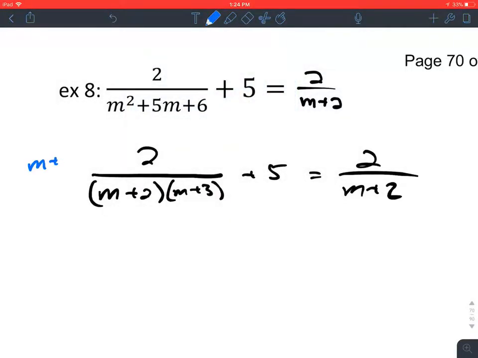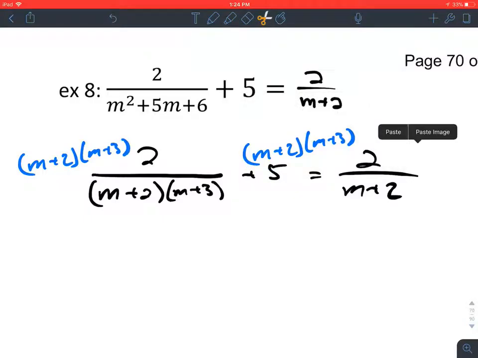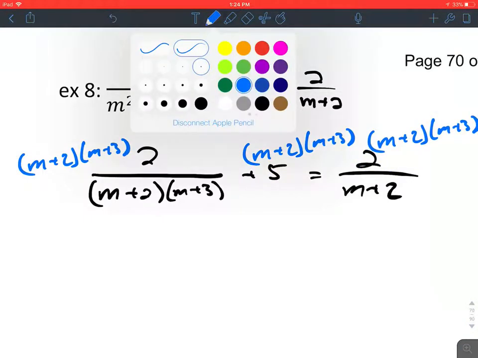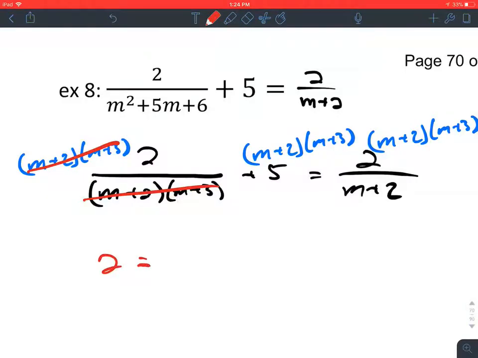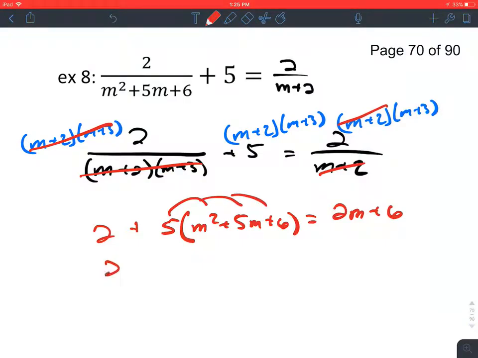So if I want to get rid of my denominators, I'm going to multiply every term by an m plus 2 and an m plus 3. There are 3 terms, so I'm going to multiply this 3 times. First fraction, I'm left with the 2. Second fraction, I got 5 times this product. Third fraction, the m plus 2's cancel. So I end up with 2m plus 6. If I distribute this 5 here, I don't have time to finish this. The answer ends up being negative 13/5.